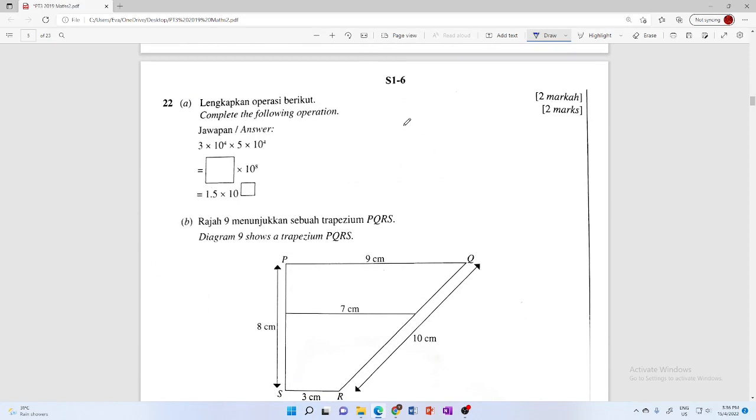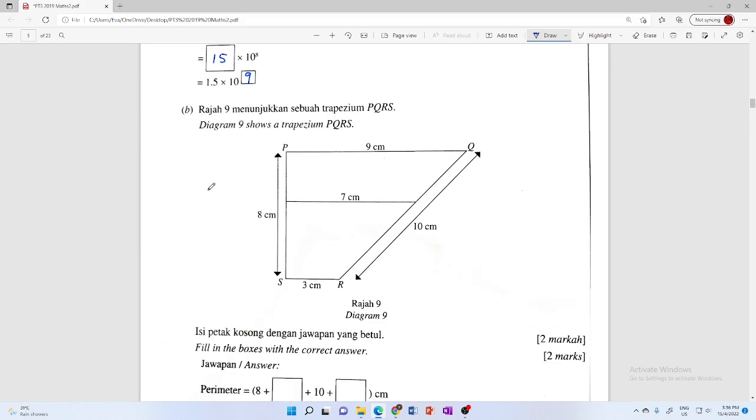Question 22a. I need to fill in. This is 3 times 5 is 15. And 15 need to divide it by 10 to become 1.5. And this divided 10, you need to times 10 here. So times 10 here become 9. So that it can balance. You have to divide here and you have to multiply here. So that it become the same number. Equal value.